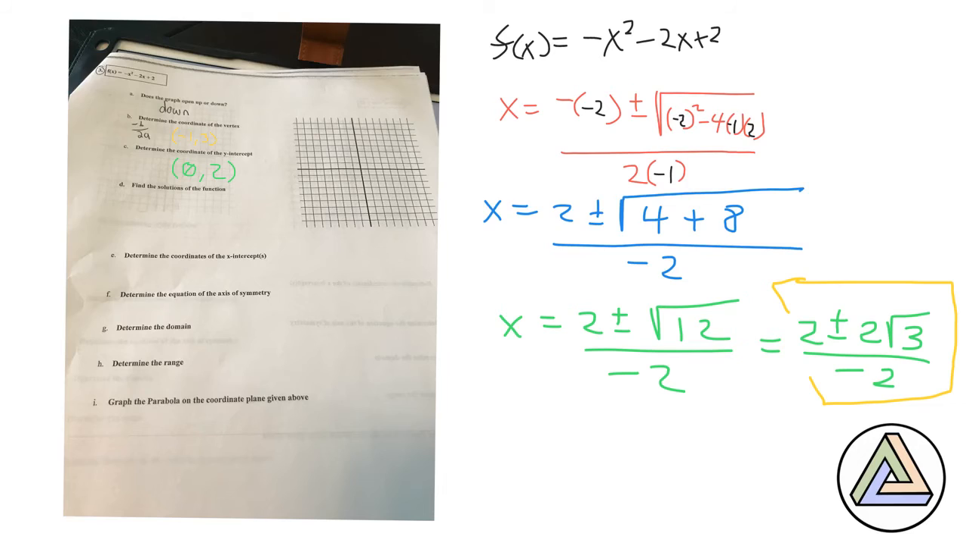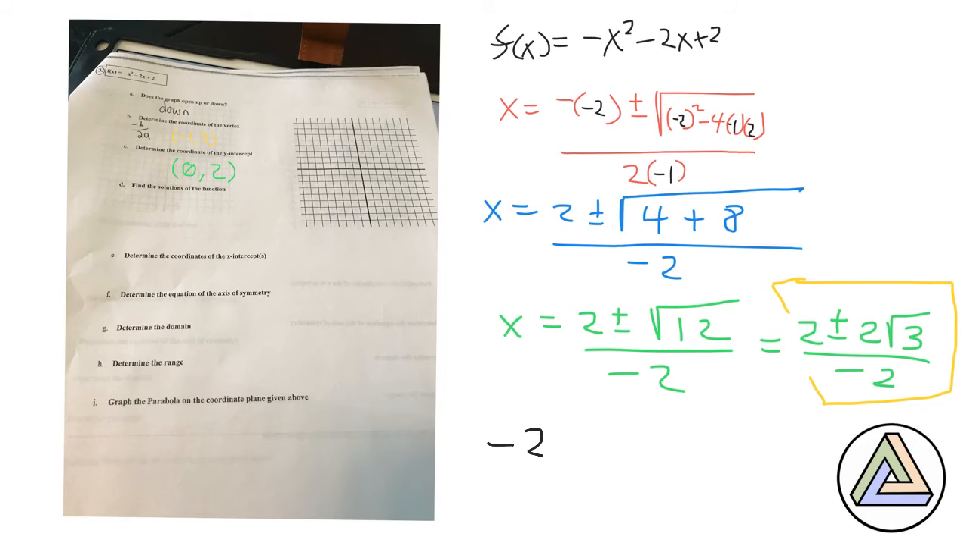Yeah, so sure enough, this pumped out some very interesting numbers. When I put 2 plus 2 radical 3 all over negative 2 into the calculator, by the way, I'm using the Desmos app, which is amazing. Definitely recommend that. I should get paid by them to say that.